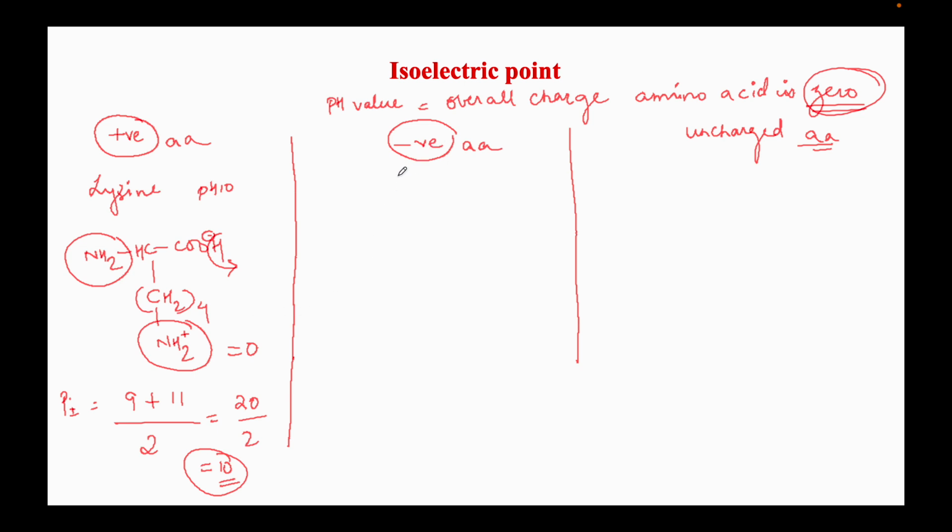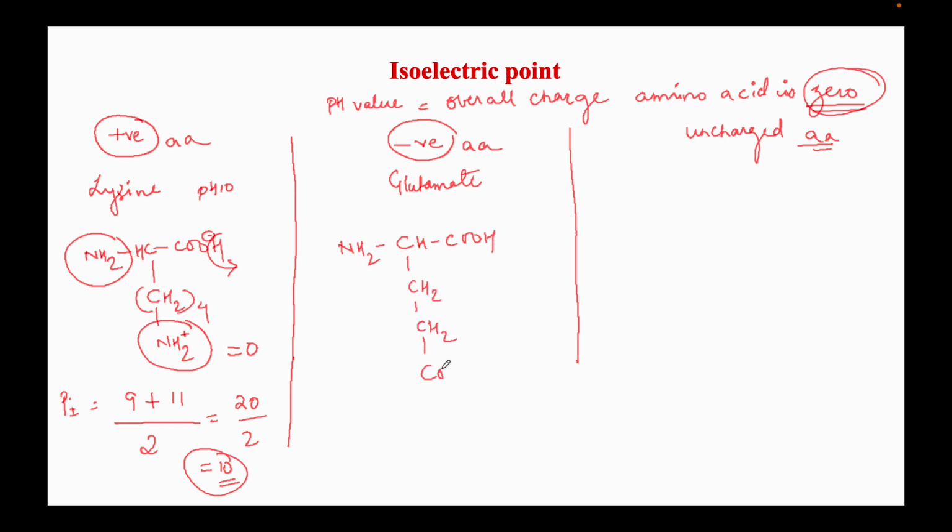Similarly, a negatively charged amino acid is glutamate, for example. In glutamate we also have a negatively charged R group.